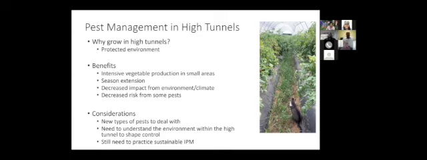To do that, you really need to understand the environment within a high tunnel to shape control. I'm really glad that Sean talked a lot about the environment in the high tunnel, because everything he talked about is going to be especially important for pest management. Managing your environment and understanding your optimal growing conditions, you need to think about all that for pest management. If you know you need to grow at a certain temperature, then you need to think about what pests are going to do well at that temperature, or at certain humidity levels. But you still need to practice sustainable IPM within these confines.